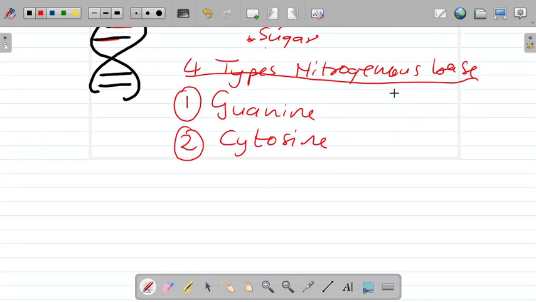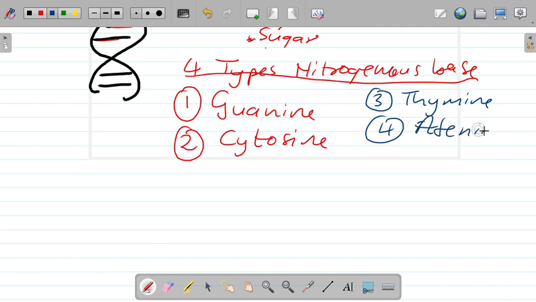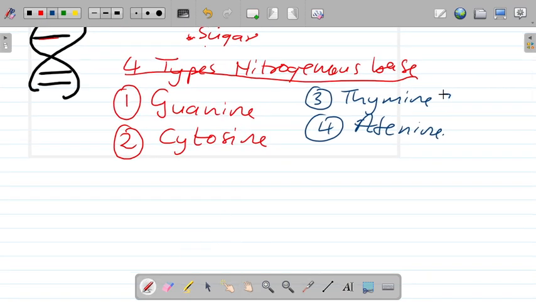Then number three, there's a reason why I write with different colors. This is thymine. Number four is adenine. Now, why am I writing with colors outside? These two we call base pairs. Again, guanine and cytosine are also base pairs.